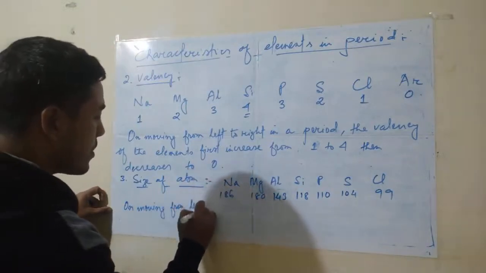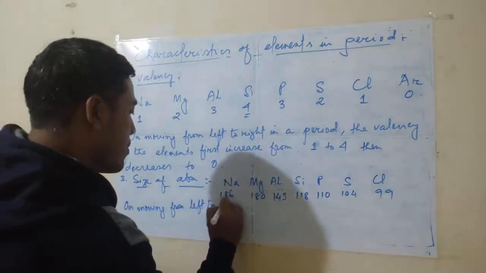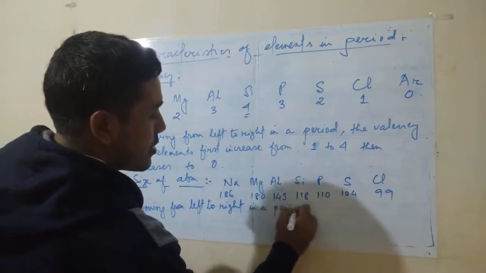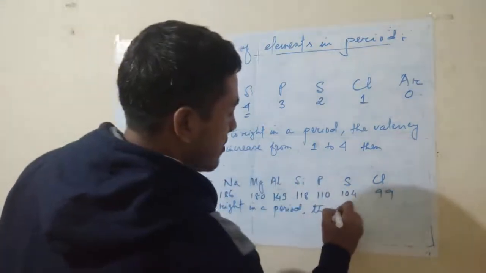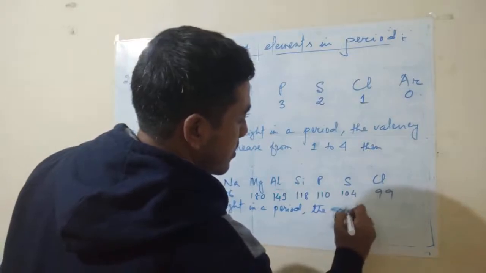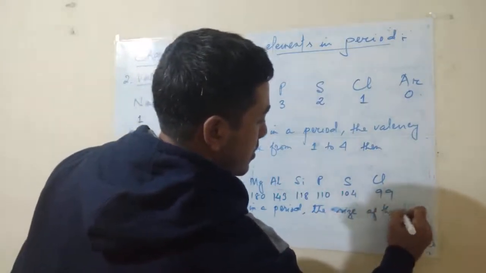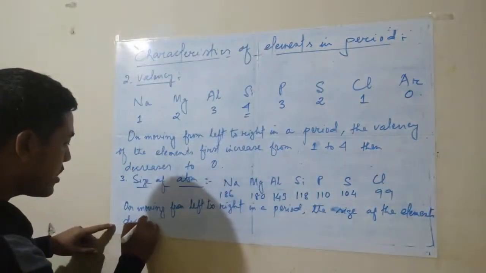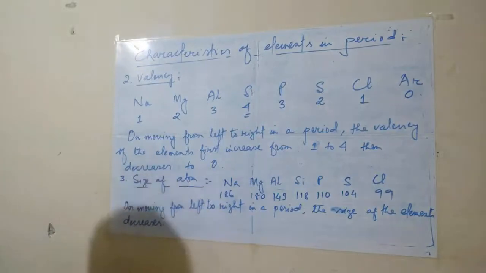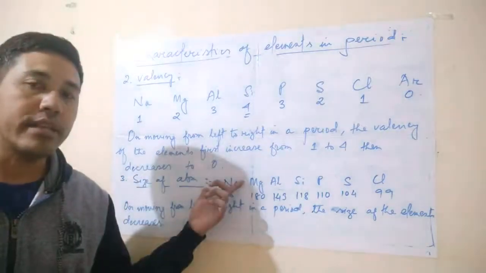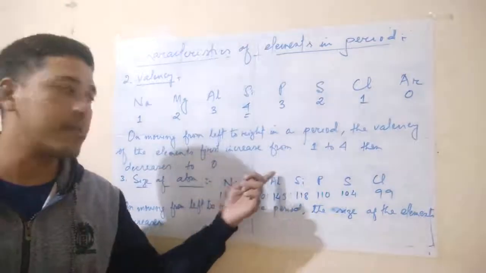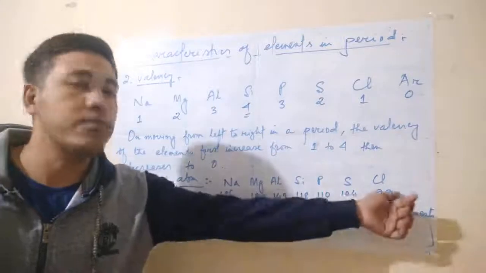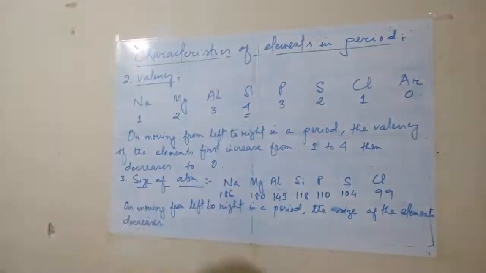On moving from left to right in a period, the size of the element decreases, right? Sodium has the largest size. Next is magnesium, then aluminium, silicon, phosphorus, sulfur, and chlorine has the smallest size, okay? This is about the size of the atom.